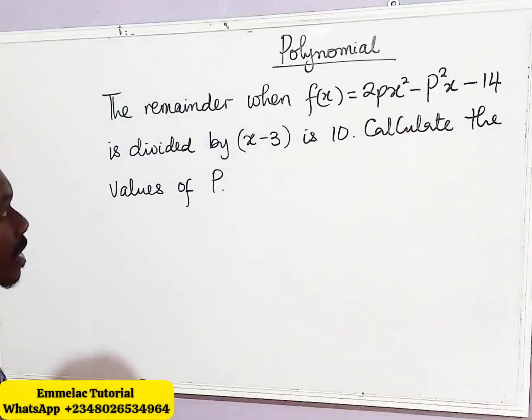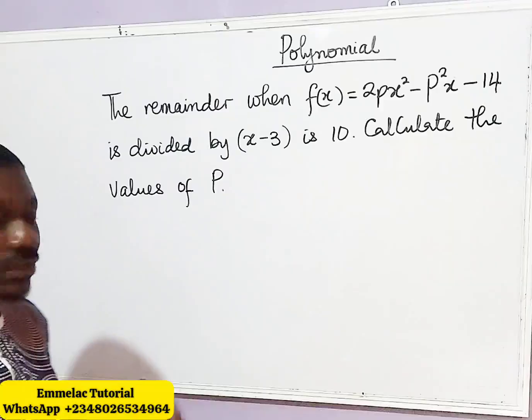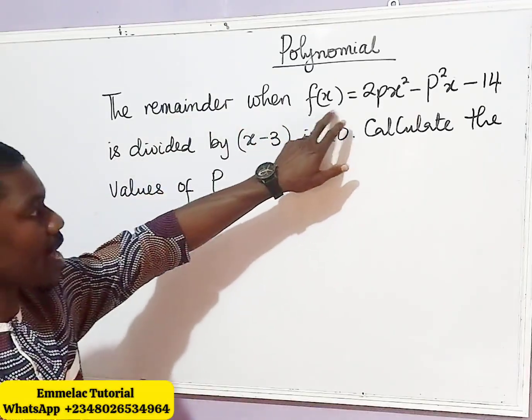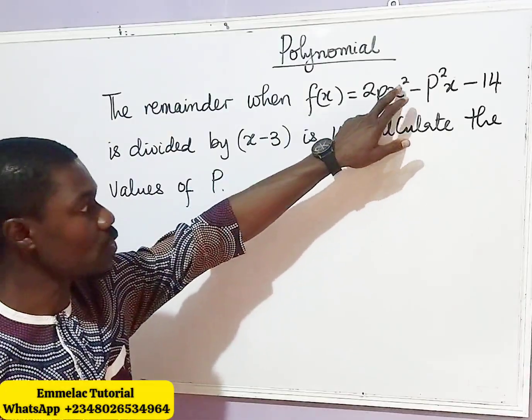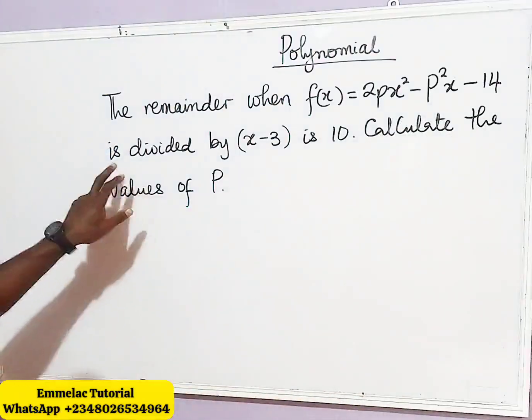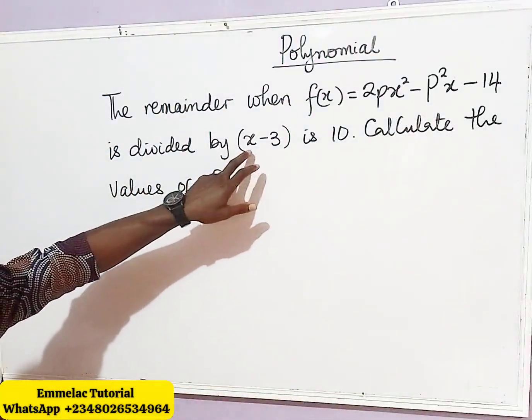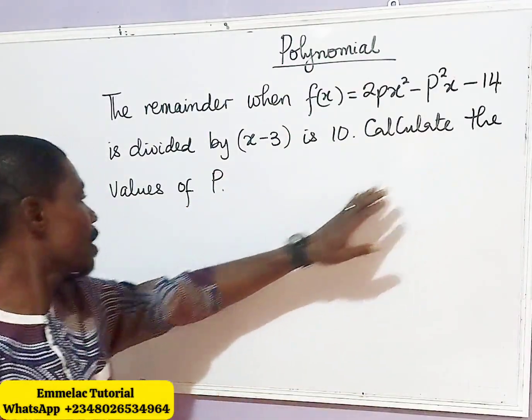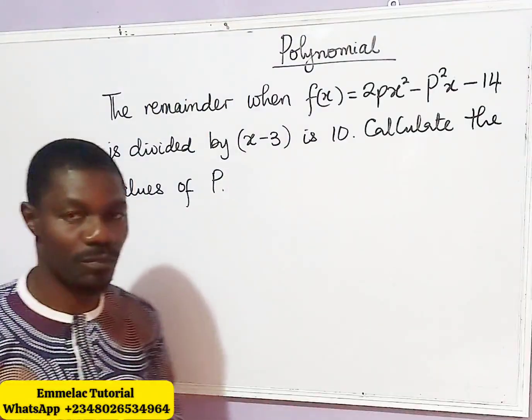Now today we'll be looking at this polynomial question, and it reads that the remainder when f of x equals 2px squared minus p squared x minus 14 is divided by x minus 3 is 10. Now we are told to calculate the values of p.